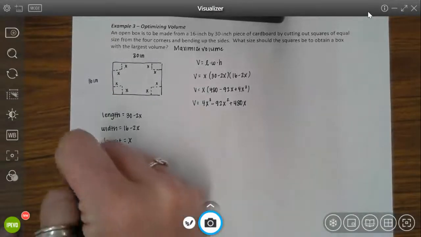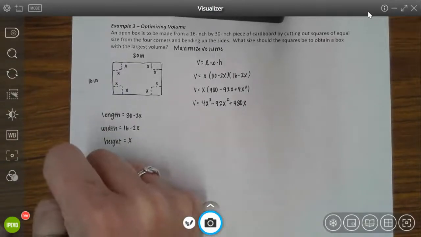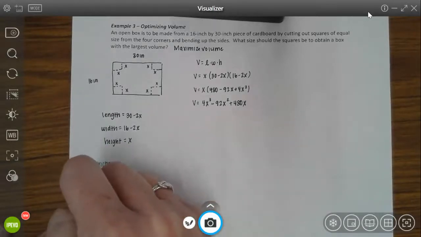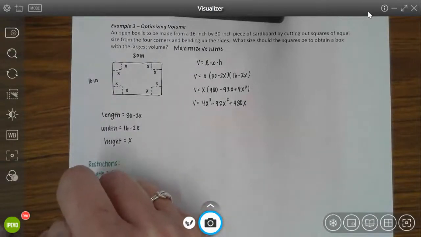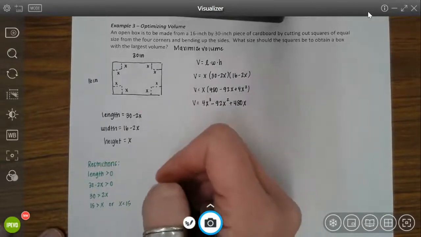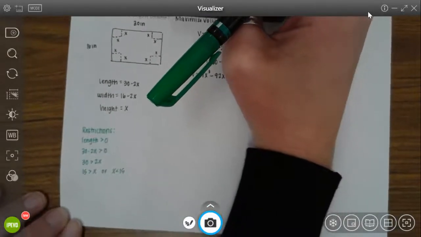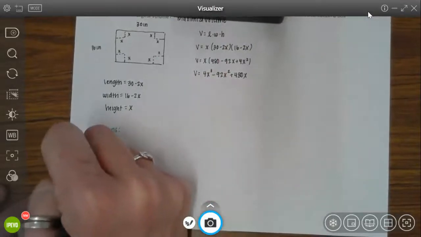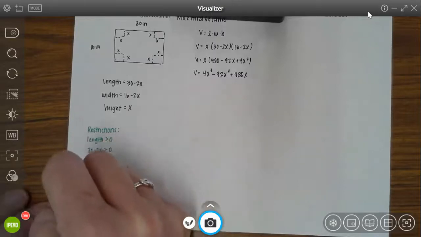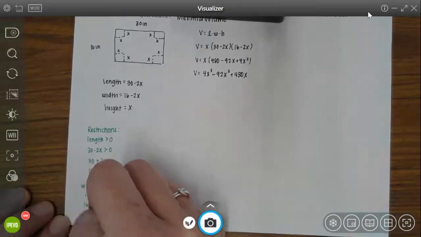about our restriction. We need to make sure that the length of our box is greater than 0. If we plug in the length 30 minus 2x, this tells us that 30 must be greater than 2x, which tells us that 15 must be greater than x, or in other words, x is less than 15. We also have to do the same thing with our width. Not only do we have to make sure that our length is positive, but we also have to make sure that our width is positive. Our width would be 16 minus 2x. That gives us 16 is greater than 2x, which is 8 is greater than x, so x is less than 8.